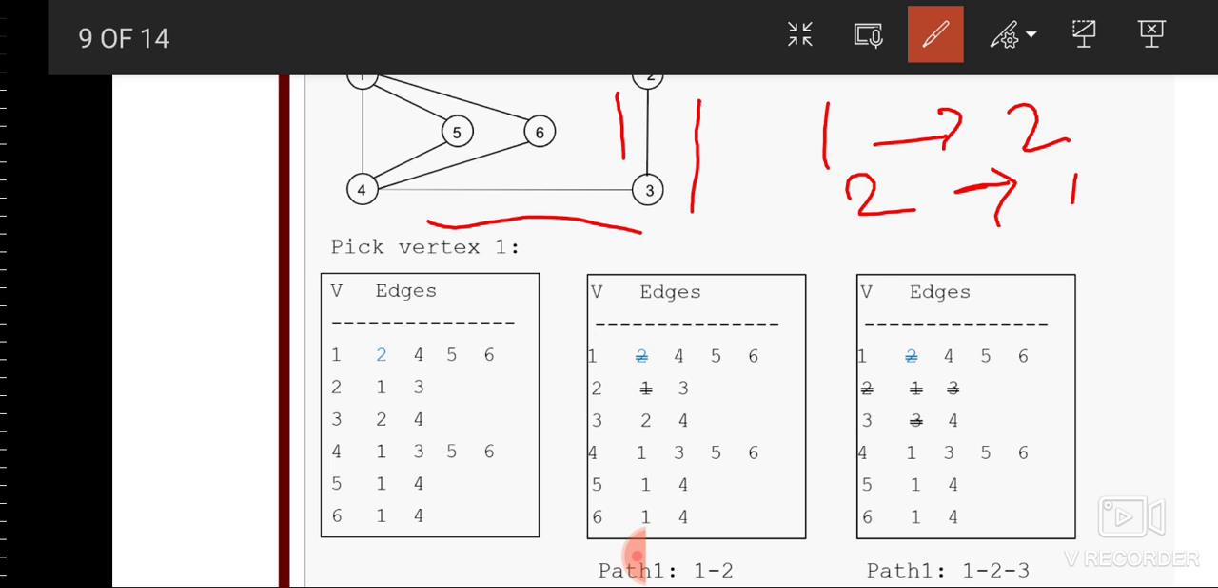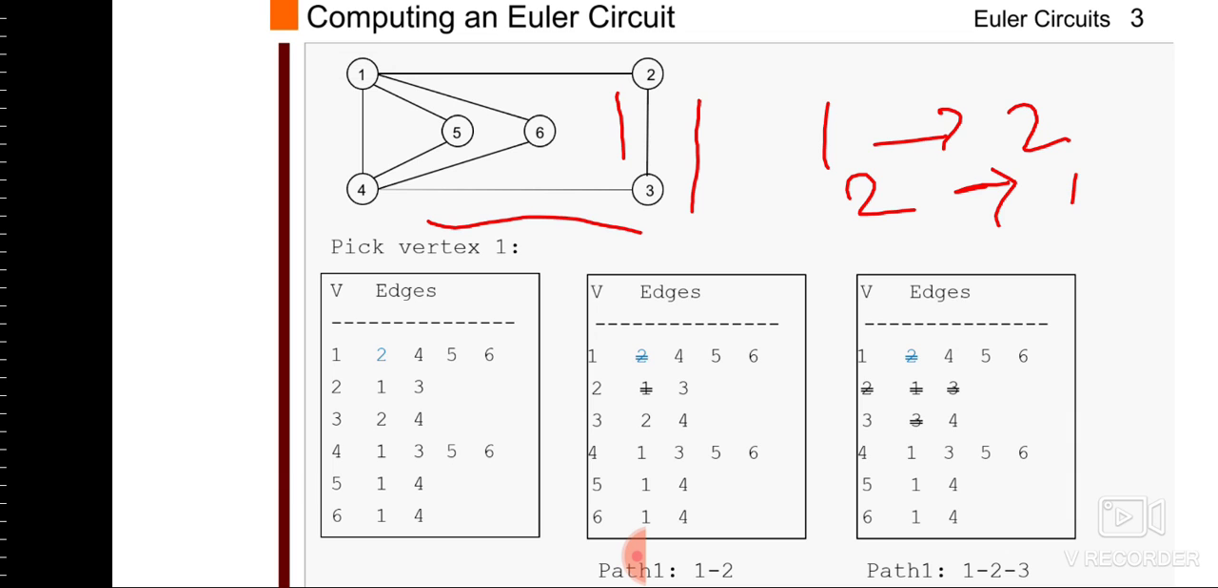Don't forget, we are applying a depth first search traversal. From 1, we move to vertex 2, and from 2, your reachable vertex is 3. So from 1, we move to 2, then 2 to 3. Mark the edge 2 to 3 as well as 3 to 2. Now we are in the third row.